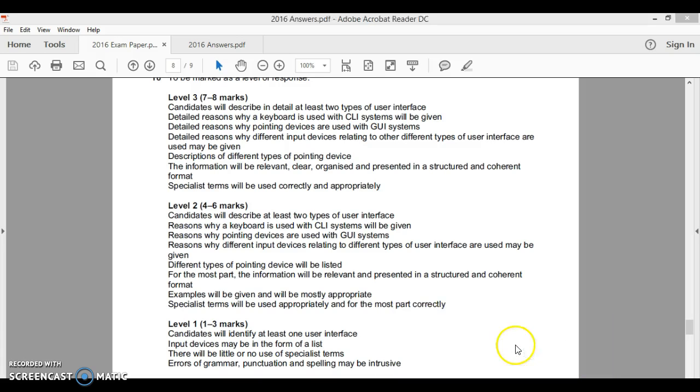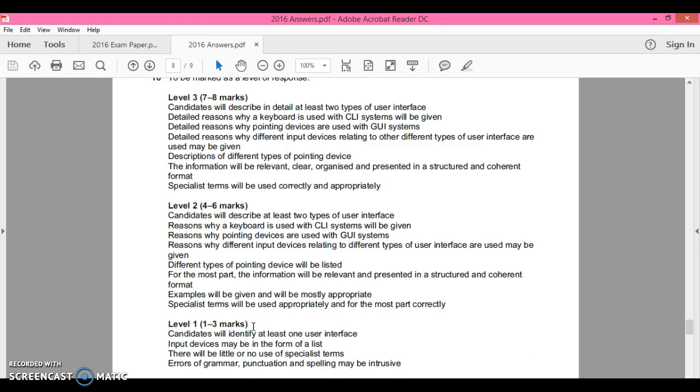I'm not one to just show the answers, but I want to show you this because I think it is quite important. For 8-mark questions, they mark based on levels. Level 1 would be 1 to 3 marks. The weakest candidate would probably identify at least one user interface, so they might only think of a graphical user interface, and for the input devices they would simply write a list. For level 2, you would describe both the interfaces. You would give reasons why you would use a keyboard, reasons why pointing devices are used for graphical user interfaces, and reasons why different input devices relate to the different types of user interface. And then the level 7 to 8 would go that little bit further.